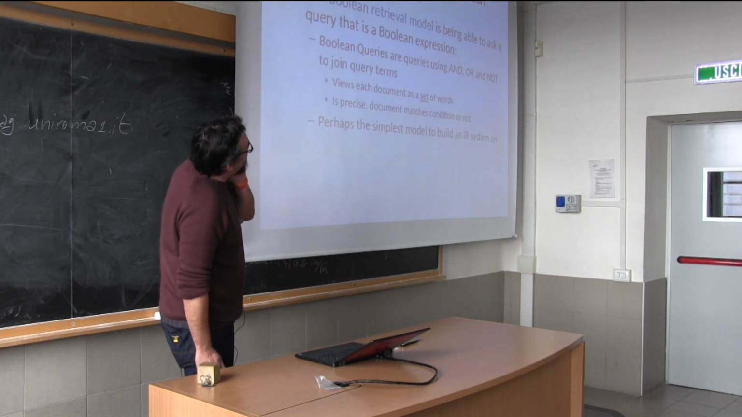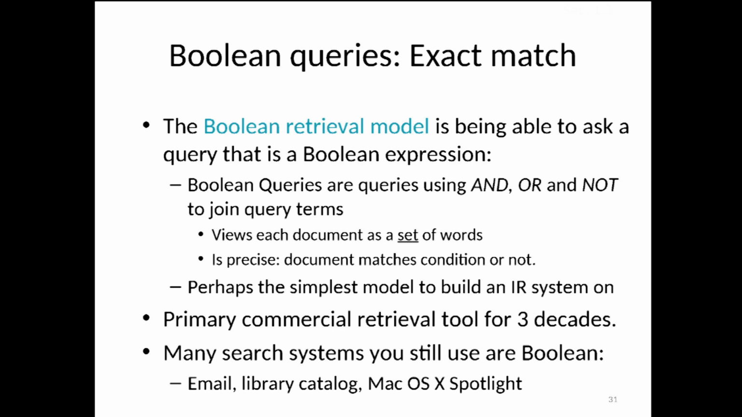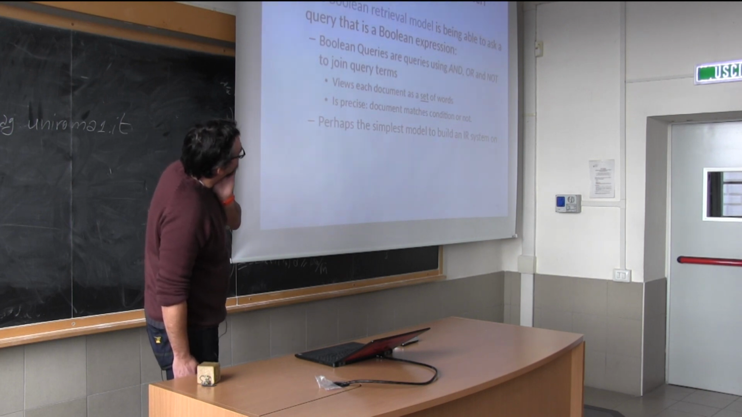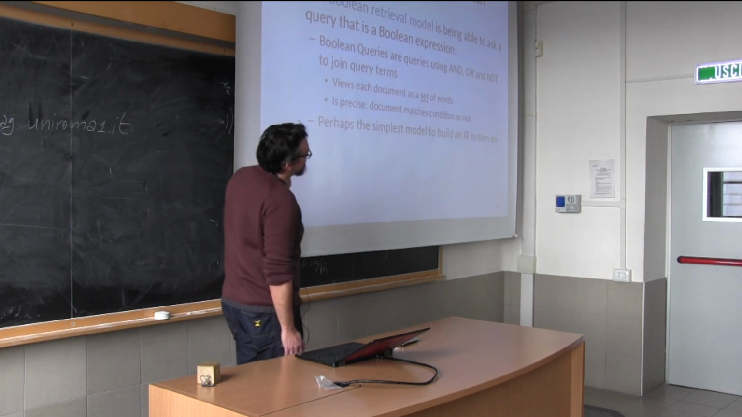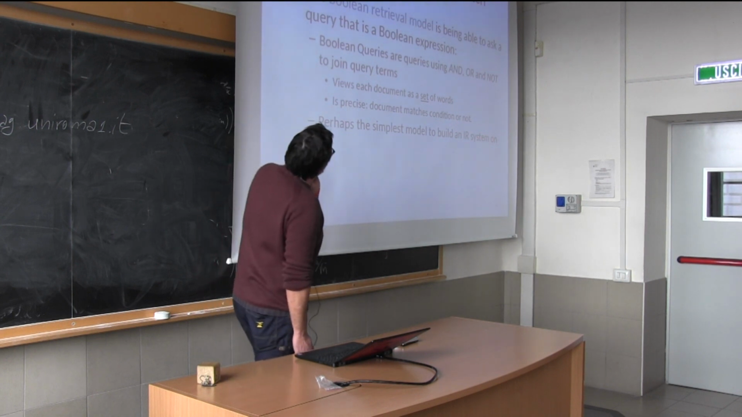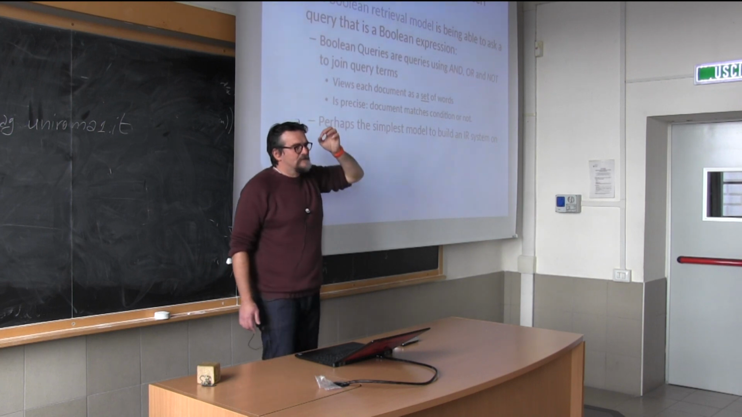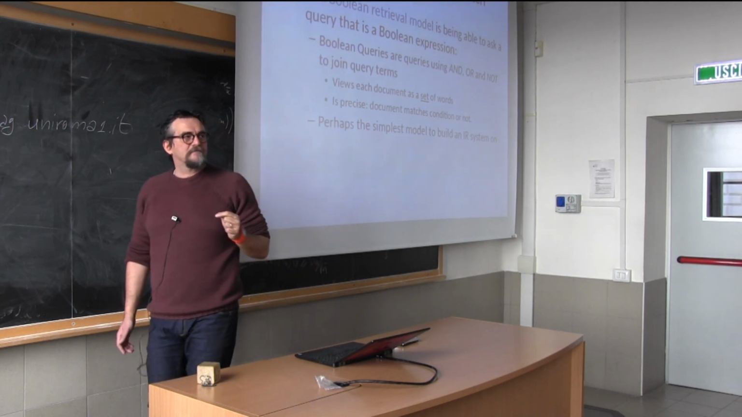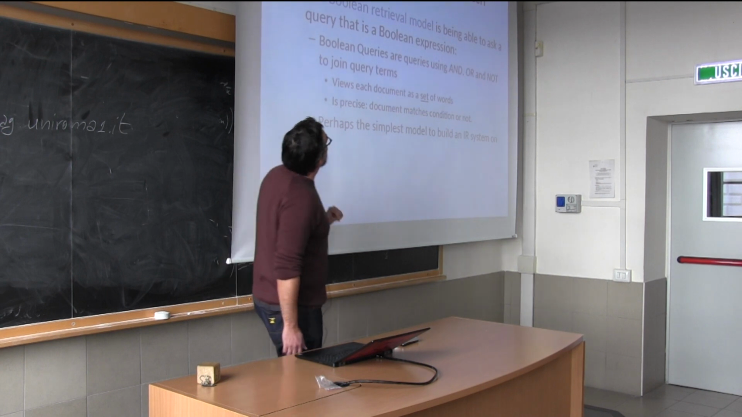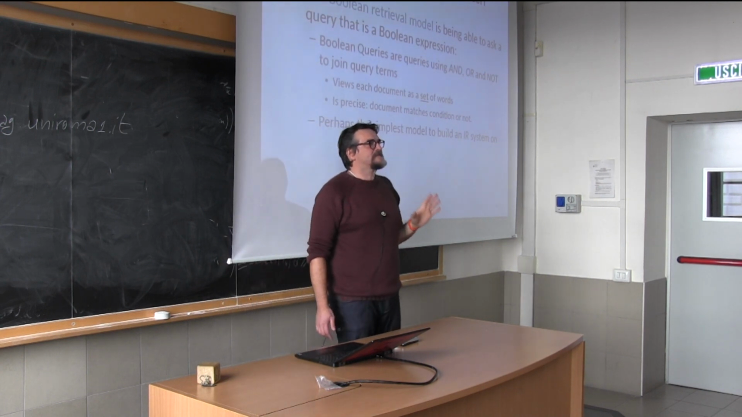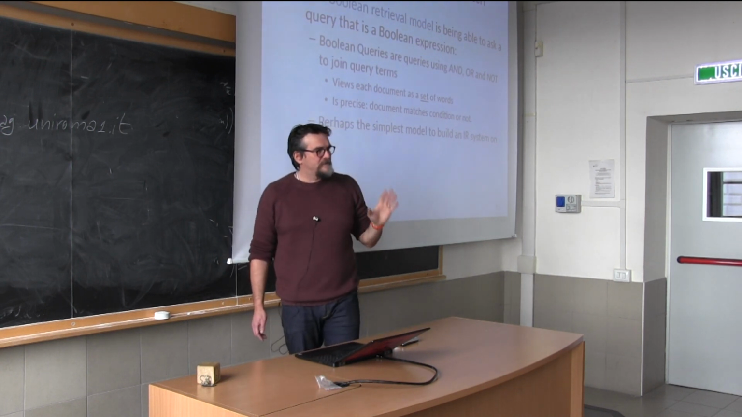So what kind of query can we answer? Basically, we can answer what are called Boolean queries, and this is the Boolean retrieval model, in which you can compose AND, OR, and NOT. The idea now is very clear. You see each document as a set of words, and what is interesting in this Boolean retrieval model is that it is very precise. You can be very precise.